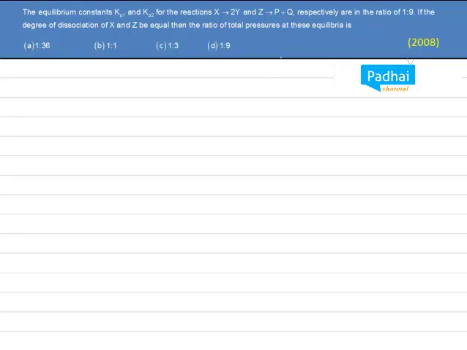Now this question came in 2008 and it is also a relatively easy question. The equilibrium constants Kp1 and Kp2 for the reactions X giving 2Y, sorry, and Z giving P plus Q, right? For this it is Kp2, for this reaction it is Kp1, and it is given that Kp1 by Kp2 is equal to 1 upon 9, right?